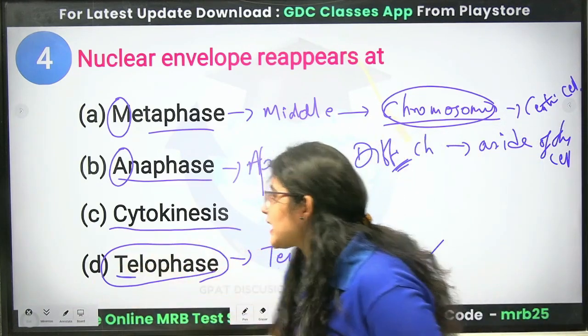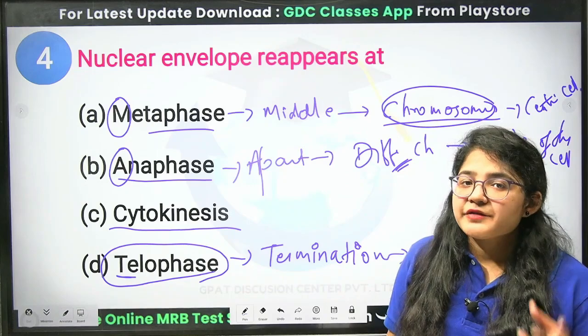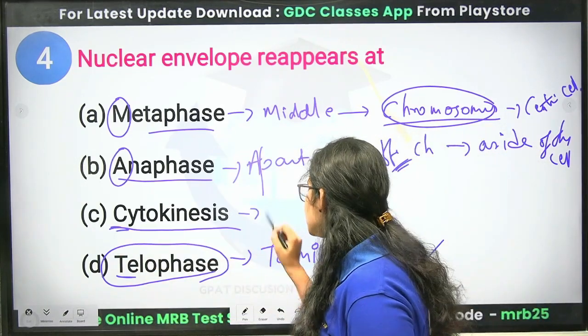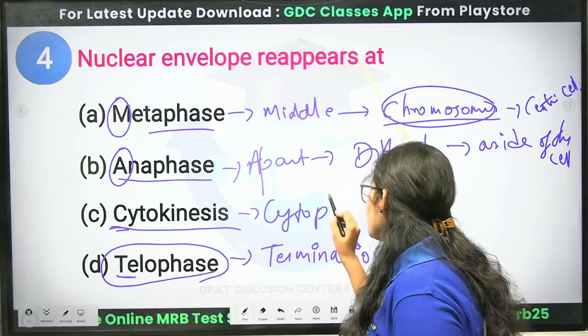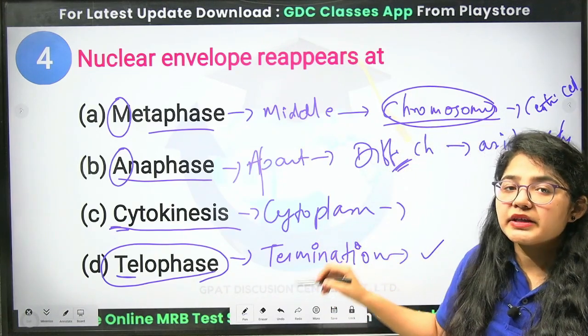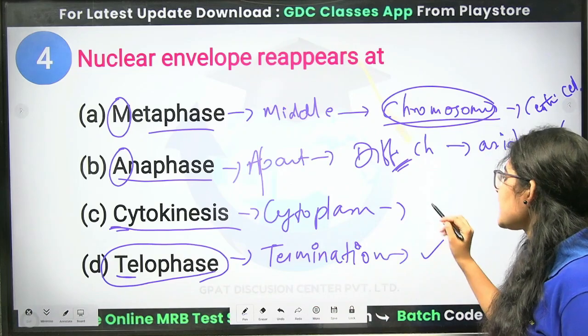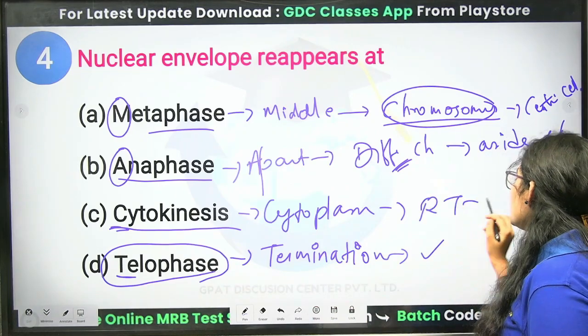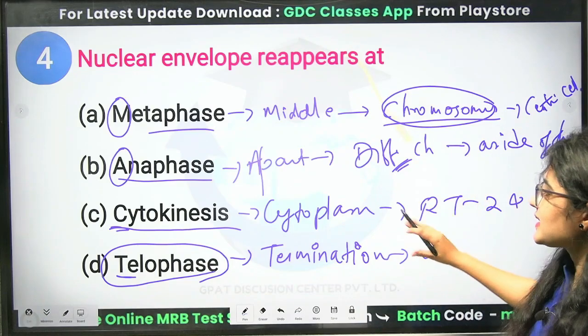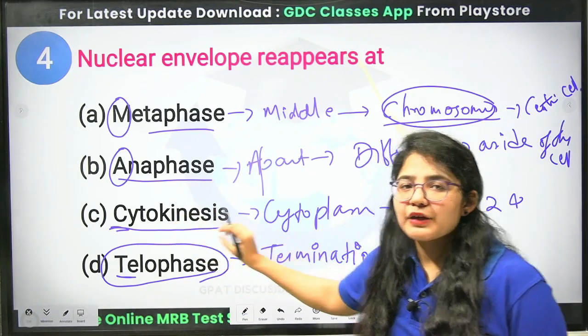Next we have cytokinesis. What is cytokinesis? From C you can understand cytoplasm. After the division of the nucleic acid or the chromosomes, the cytoplasm will also divide into two or four parts according to the daughter cells. Clear? This is the final stage of your cell division.